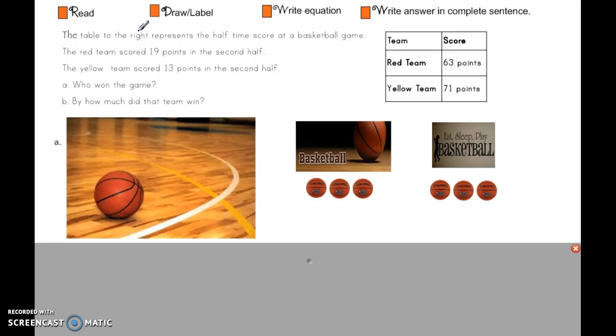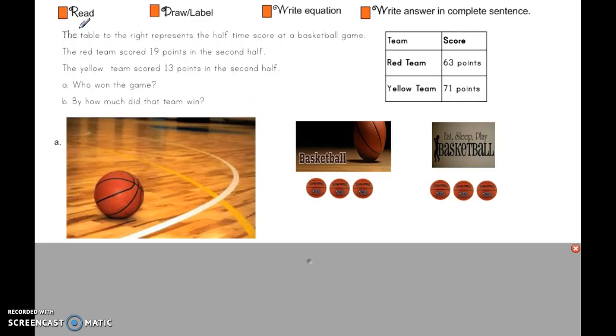The table to the right represents the halftime score at a basketball game. The red team scored 19 points in the second half. The yellow team scored 13 points in the second half. A. Who won the game? B. By how much did that team win?